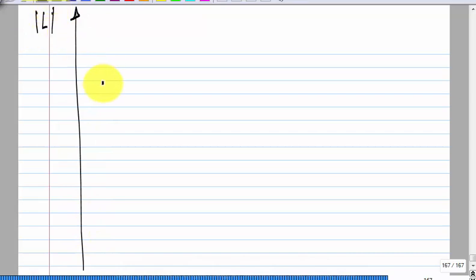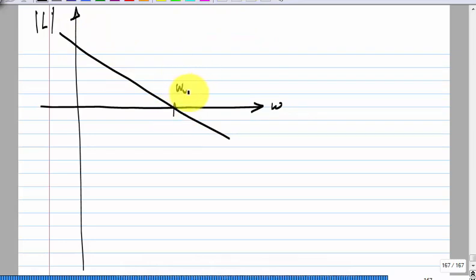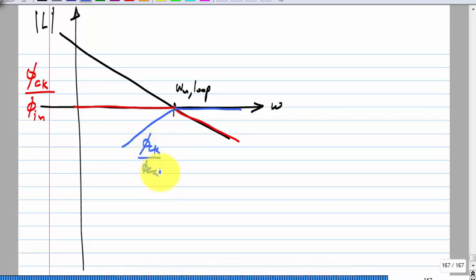The loop gain magnitude looks like this. And the transfer function, the jitter transfer, looks like that. And the transfer function from either the input clock or the delay line jitter looks like that. It is a high pass with the same corner. I am not going to draw the phase.